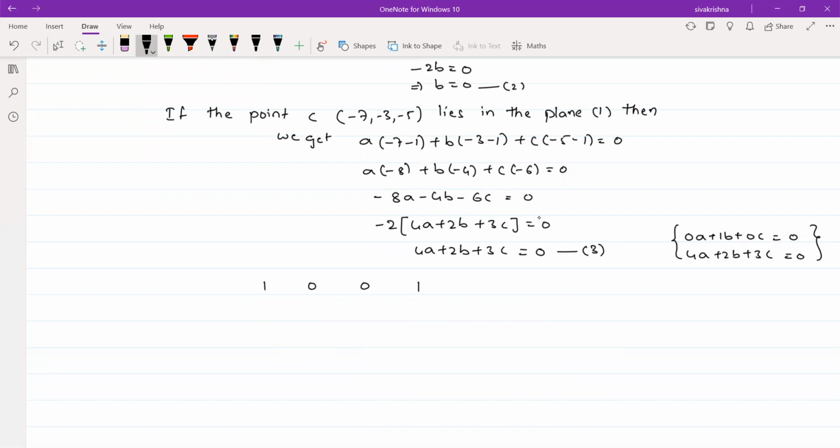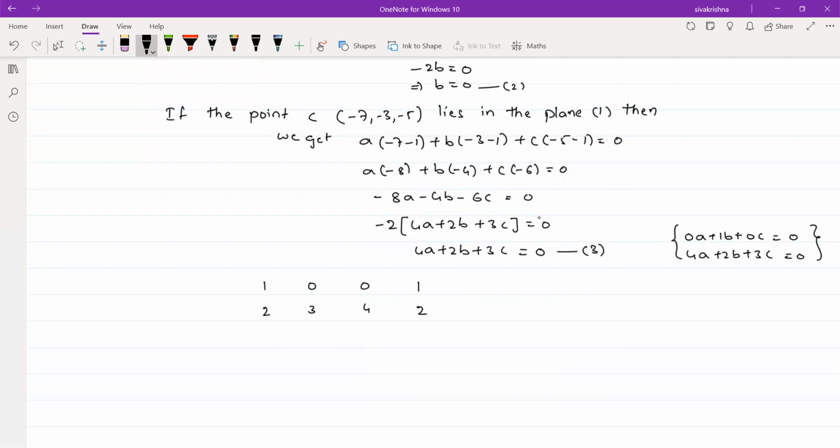Starting from the coefficient of b, we write the coefficients. The coefficient of b is 1. After that we write the coefficient of c, then the coefficient of a, and once again the coefficient of b. These are the coefficients of b, c, a, b in the first equation. Coming to the second equation, starting from b, the coefficient of b is 2, the coefficient of c is 3, the coefficient of a is 4, and once again we write 2.